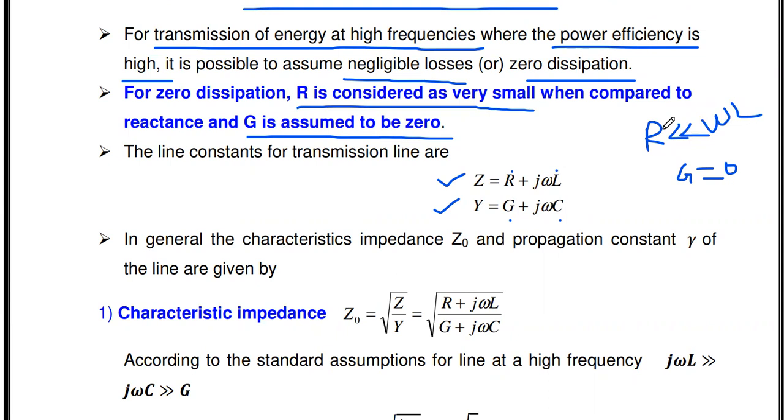Here, for the zero dissipation line, you see the first condition: R is very small when compared to omega L.